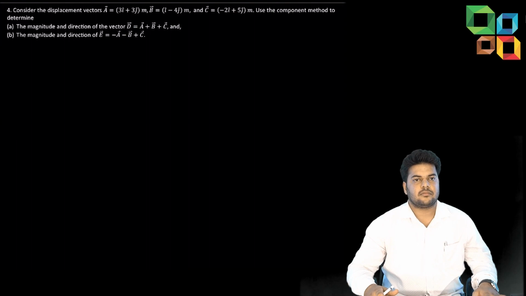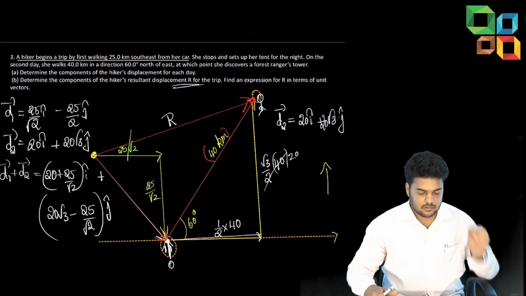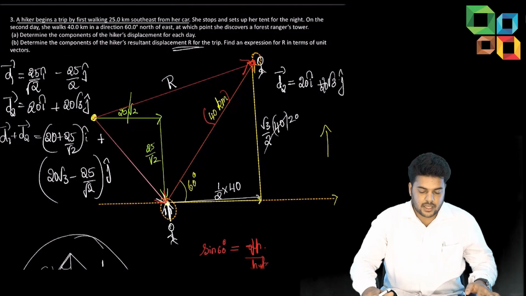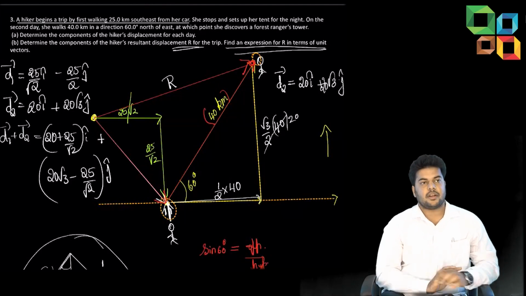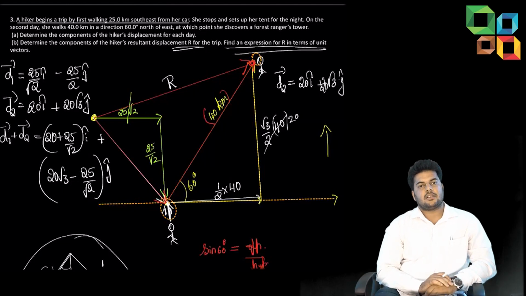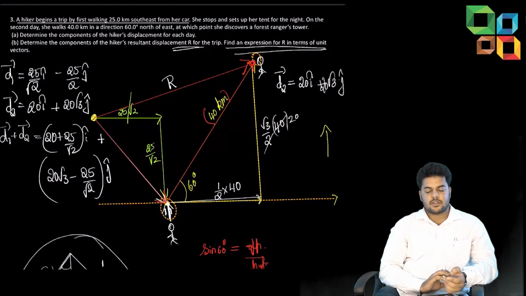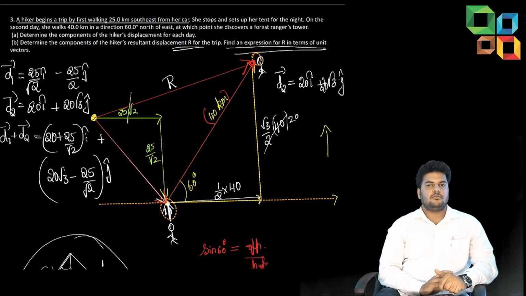Yes, Rachit. So the final answer is this itself, right? 20 plus 25 by root 2 i cap plus 20 root 3 minus 25 by root 2 j cap. That's what it asked us, no? Find an expression in terms of unit vector. So the final answer is that much. There's no simplification after that. By simplification, do you mean write it in the decimal form? You could do that, but I don't see the point of it. Never mind.